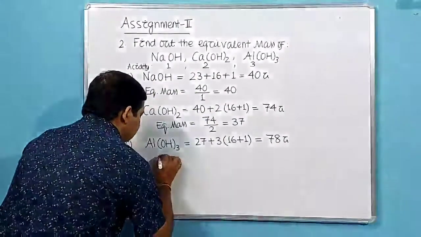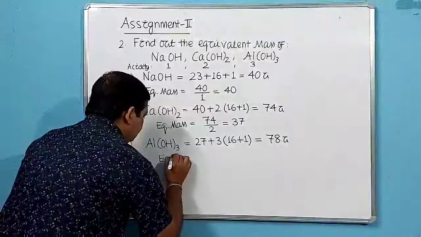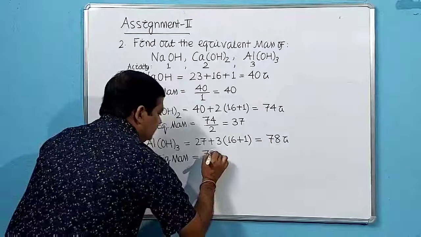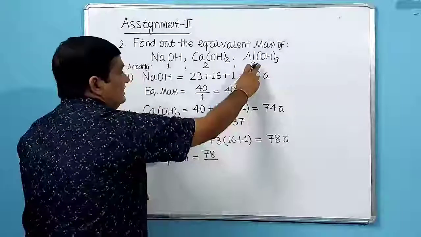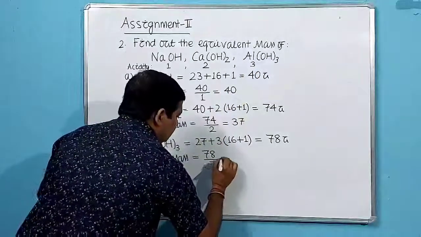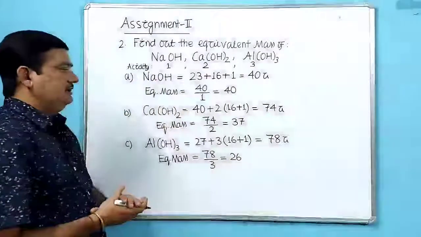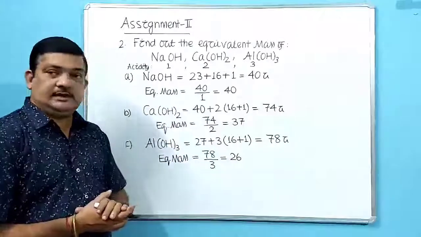So what will be the equivalent mass? Now the molecular mass, that is 78, divided by acidity. What is the acidity here? It is 3. So the answer will be 26. Okay. So this is all about assignment number 2.